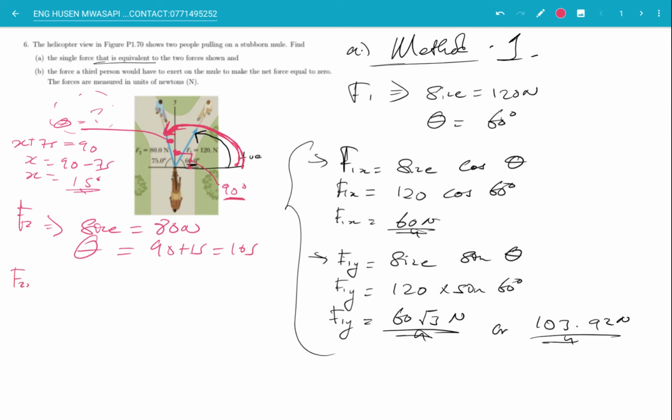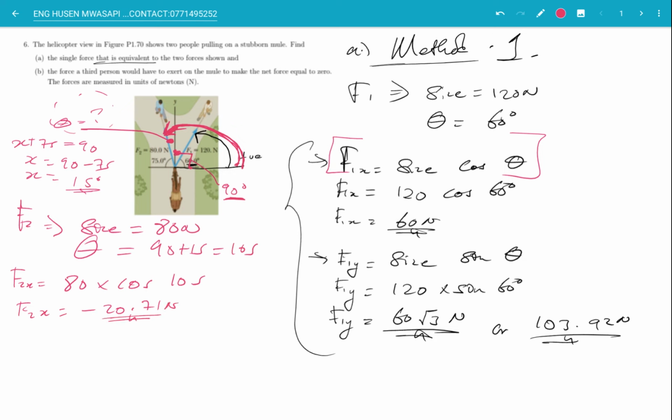So you say F2x is going to be what? Remember, it is size times cos of the angle, which is the direction. Size is 80 times cos of the direction, which is 105. Use the calculator here. What is 80 times cos 105? What are you going to be having there? Alright, so 80 times cos 105, you'll be having F2x equivalent to minus 20.71 newtons. I've just rounded it off.